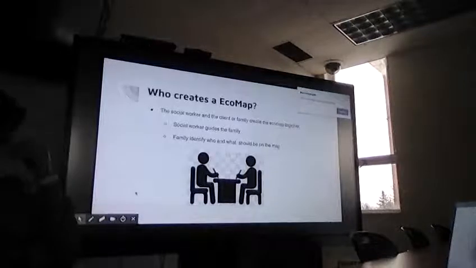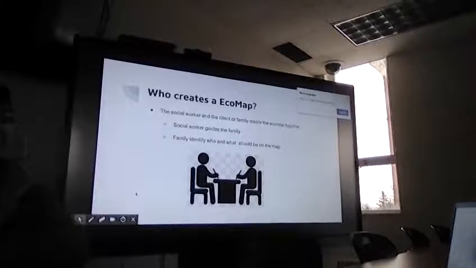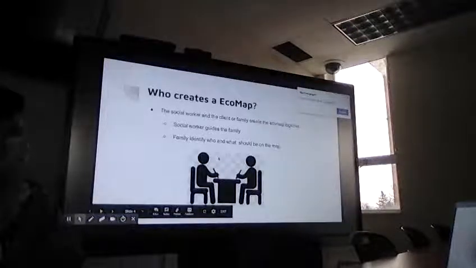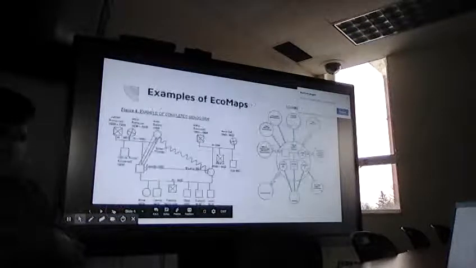And who creates an ecomap? The social worker and the client will create the ecomap together. The social worker explains what an ecomap is and guides the family. To create the ecomap, the family is the one who identifies who and what should be on the map.